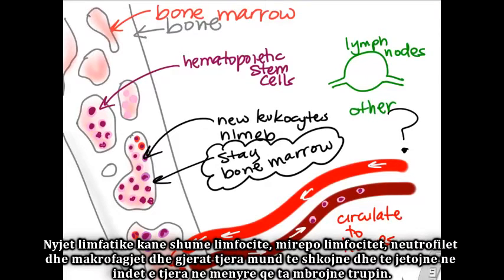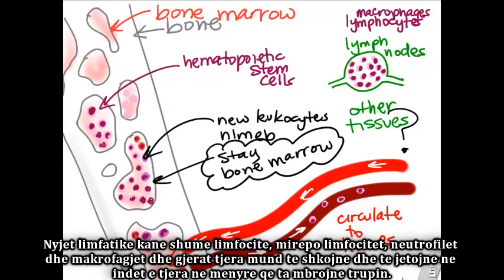So those lymph nodes will have lots and lots of lymphocytes, but the lymphocytes and neutrophils and macrophages and things can go live in our other tissues to do our body's defense.